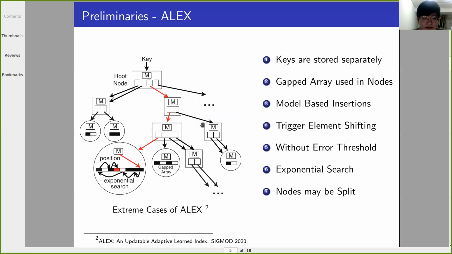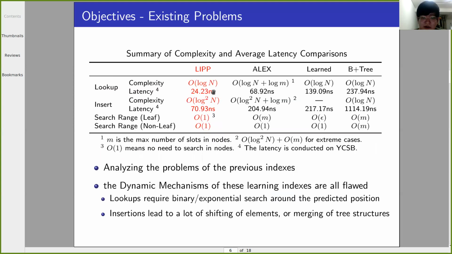Learned index is hard to support insertion, and here comes ALEX. In this index, keys are stored separately and nodes use a gapped array structure to further support insertions. ALEX also uses model-based insertions, that is, it tries its best to insert elements around the predicted positions. It will also trigger unbounded element shifting and need exponential search around the predicted positions. Besides, ALEX has structure modifications which will split large nodes. We also mentioned PGM in our paper, but due to time limitation, we skip talking about it.